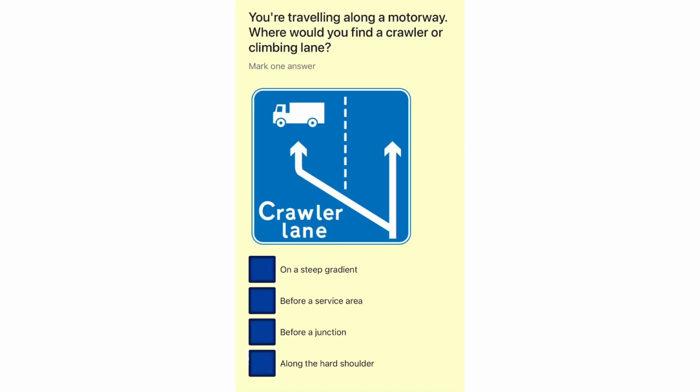You're traveling along a motorway. Where would you find a crawler or climbing lane? On a steep gradient. Before a service area. Before a junction. Along the hard shoulder.